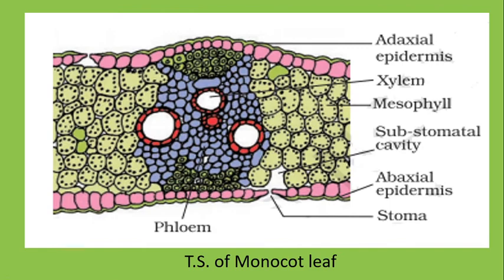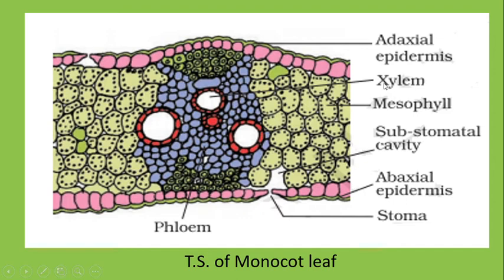So the mesophyll tissue is not differentiated into palisade and spongy tissue. Okay, so if we take the TS of a monocot leaf, for example maize leaf, it shows certain characters. So first of all, the epidermis has the upper epidermis and the lower epidermis.